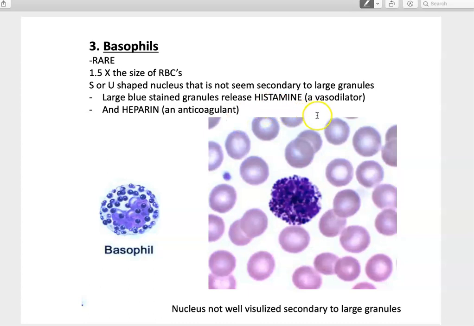So why might that be important if you have some type of infection? Well, if they release this histamine at the site of infection, it's going to be a vasodilator. It's going to expand the blood vessel so you can get more blood flow to the infected tissue. With more blood flow to the infected tissue, you can bring in more white blood cells to help with the infection too. And heparin, since there's going to be a lot of blood flow to that area because of the vasodilation, we don't want those red blood cells to clot. So just know that basophils have granules that release histamine. Histamine's a vasodilator, and heparin, an anticoagulant.